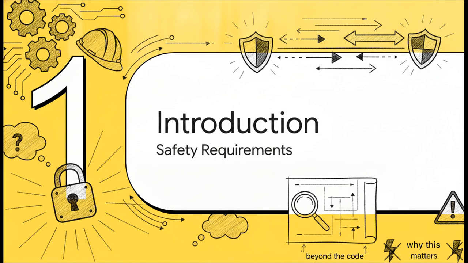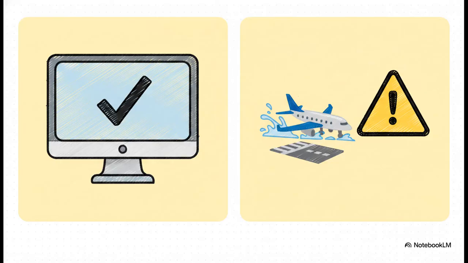All right, Section 1, Introduction to Safety Requirements. To truly wrap our heads around why this matters so much, we have to look beyond the code itself. Let's start with a stark, real-world tragedy to highlight our core problem. Picture this. It's 1993, and an aircraft is attempting to land at Warsaw Airport in a really severe thunderstorm. For 9 agonizing seconds after touching down on the tarmac, the computer-controlled braking system just did not work. The plane ended up running off the runway, which led to a fatal crash.